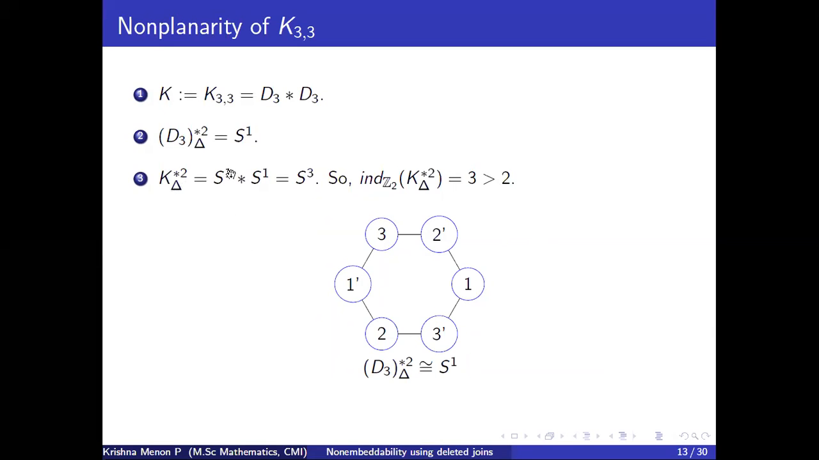And then using our properties for join and deleted join. So deleted join of K, you can take the deleted join inside. So you'll get S1 join S1, which we know is S3 by that thing. SM join SN is SM plus N plus 1, right? So the join is S3. And hence the Z2 index of the deleted join of K is 3, which is greater than 2. So by our main result, this K cannot be embedded in R2. That is, K33 is non-planar.